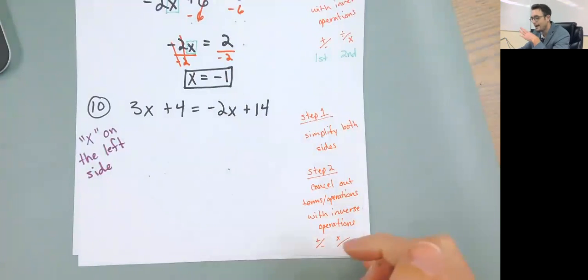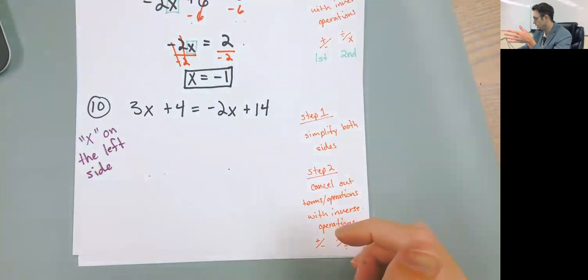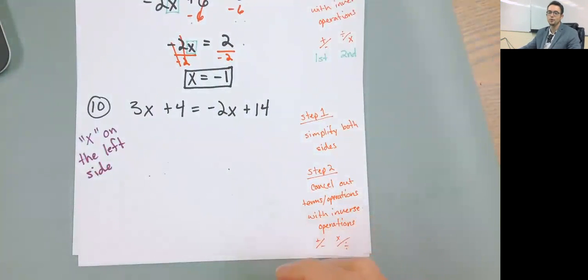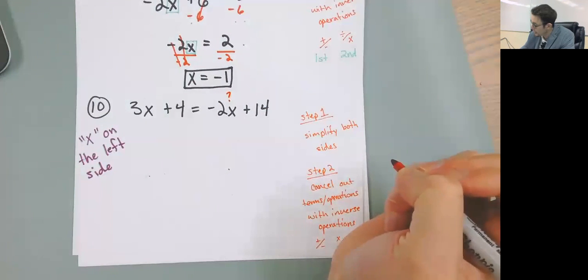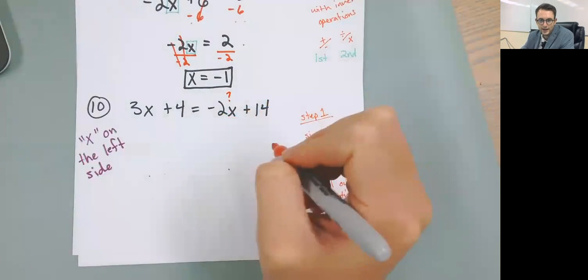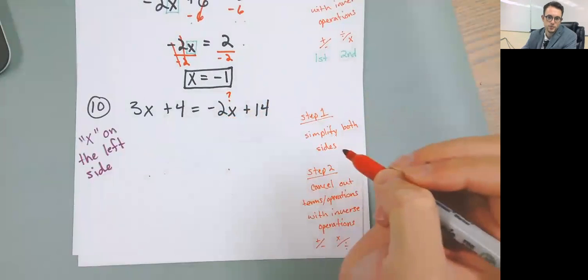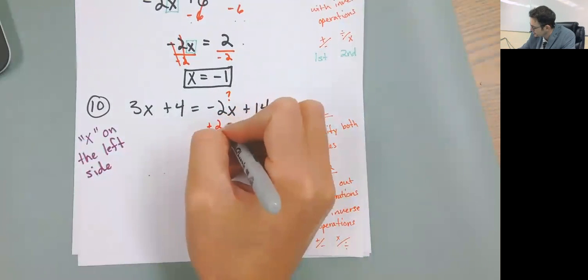All right. Now let's do step 2, and that is canceling out terms or operations. So first thing, I'm going to get x's on the left side, which means I need to do something about that term. Well, how do I cancel out a negative 2x? Well, how do I cancel out subtraction? With addition, right? If I add 2x to negative 2x, it should be 0. They should cancel out. So I'm going to add 2x.